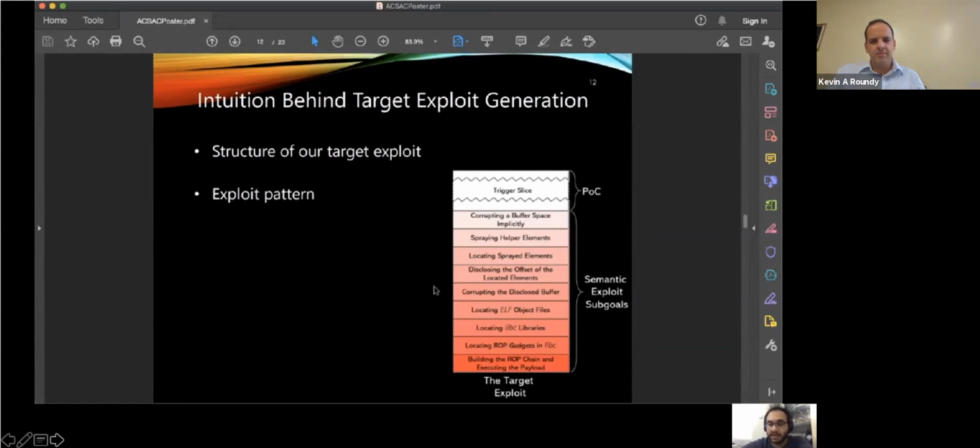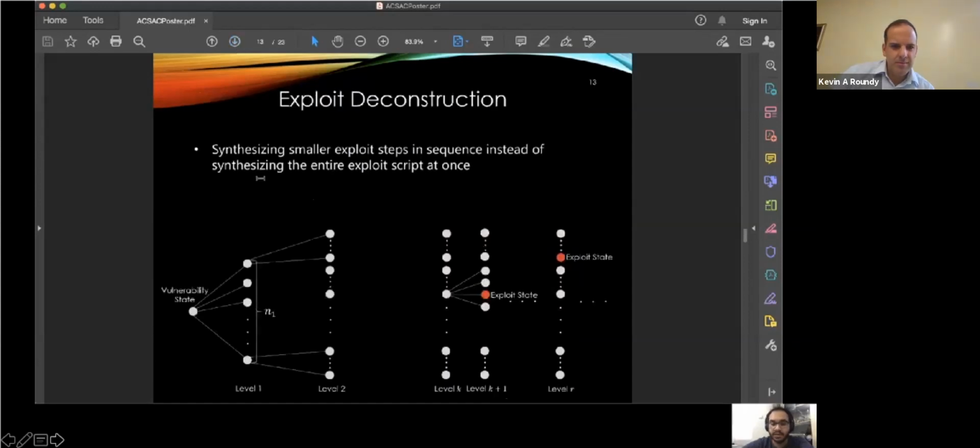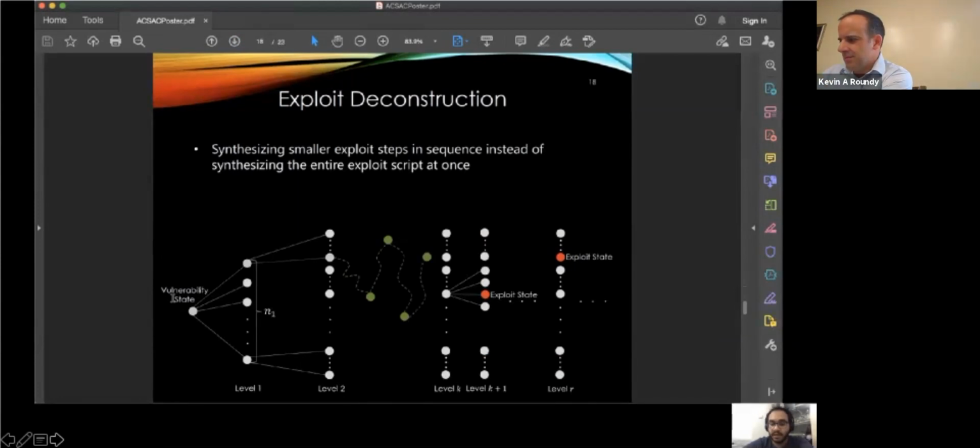This preparation is done in several steps, and this allows us to deconstruct the exploit script into these smaller exploit steps. We call these exploit steps exploit subgoals, and our tool expects these exploit subgoals to be defined by the security expert who has thorough knowledge about their target application. So with the exploit deconstruction, we define checkpoints between the vulnerable state and the exploit state, and our tool can focus on synthesizing the exploit script for each exploit subgoal in sequence, and then stitch up the exploit script to obtain the entire exploit script.